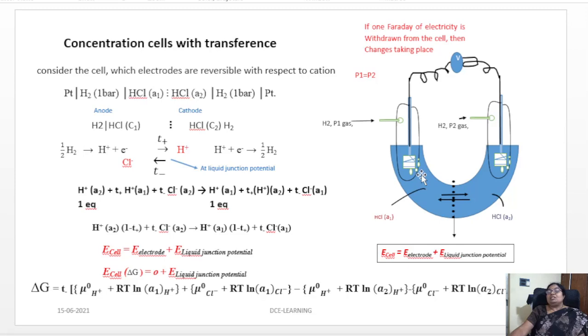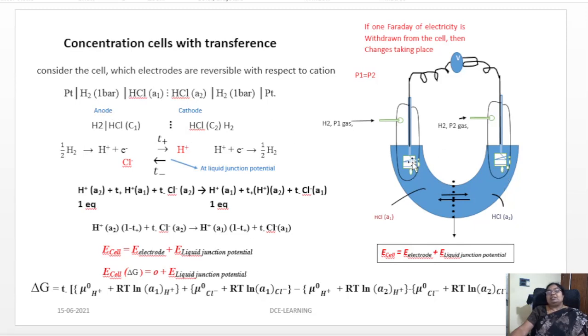Then the overall cell reaction depends not only on the potential difference at the electrode and solution interface, but also on the diaphragm. Therefore, E cell depends on both the EMF of the electrodes plus the EMF of the liquid junction potential. Like that, in an overall cell, one acts as an oxidation potential and another acts as a reduction potential.